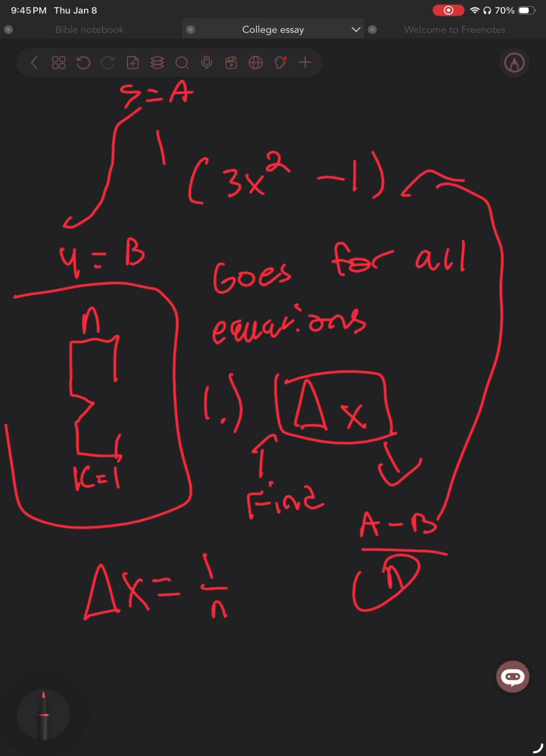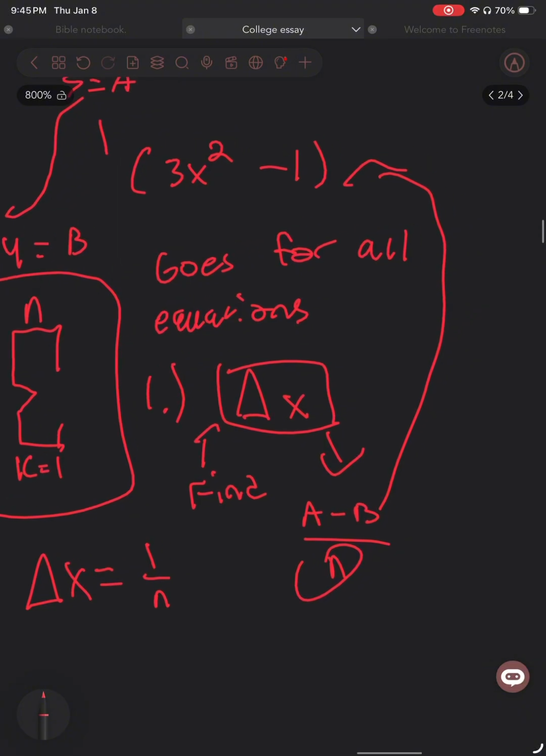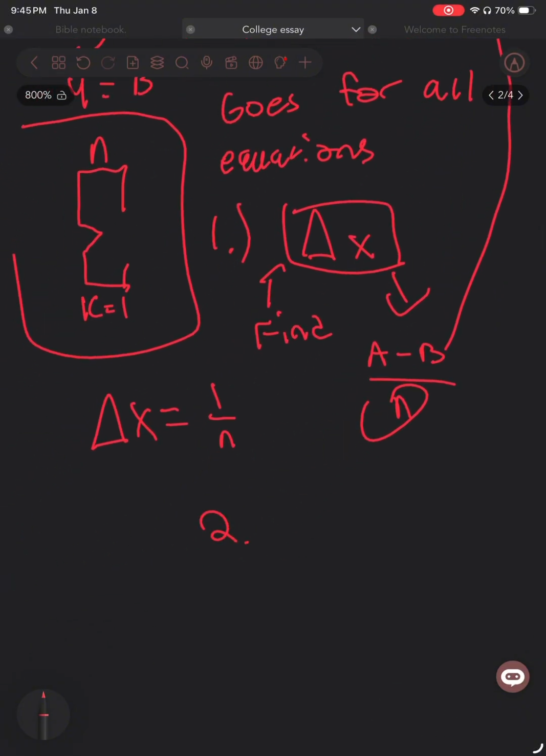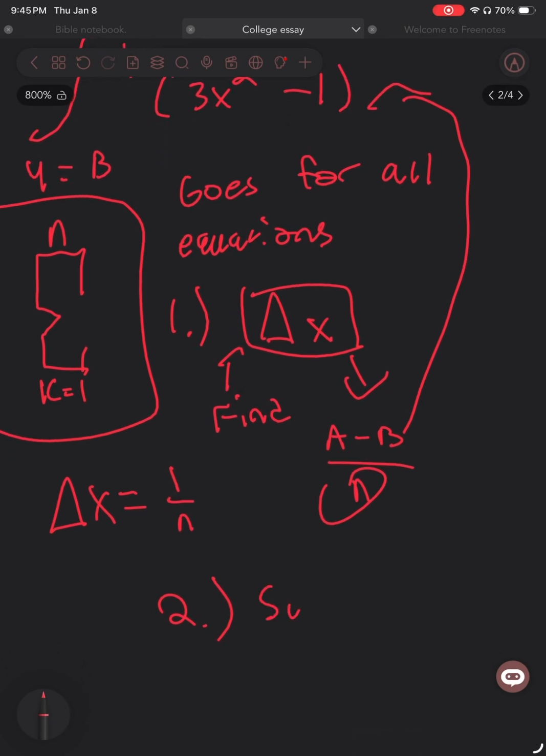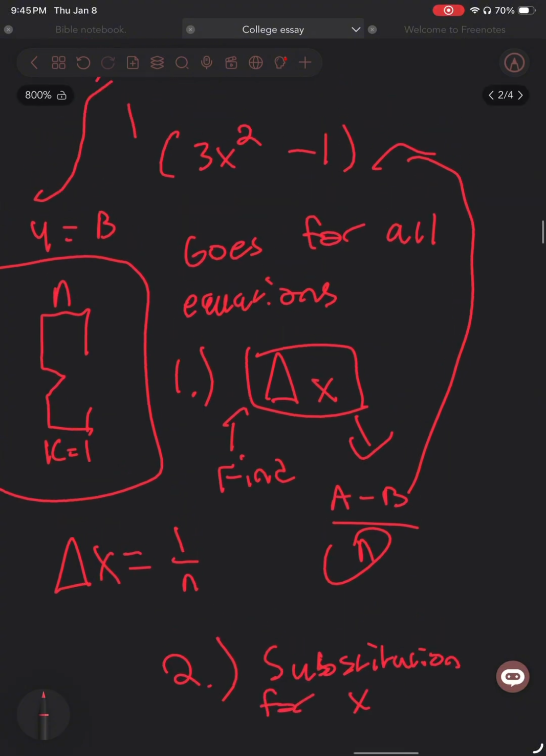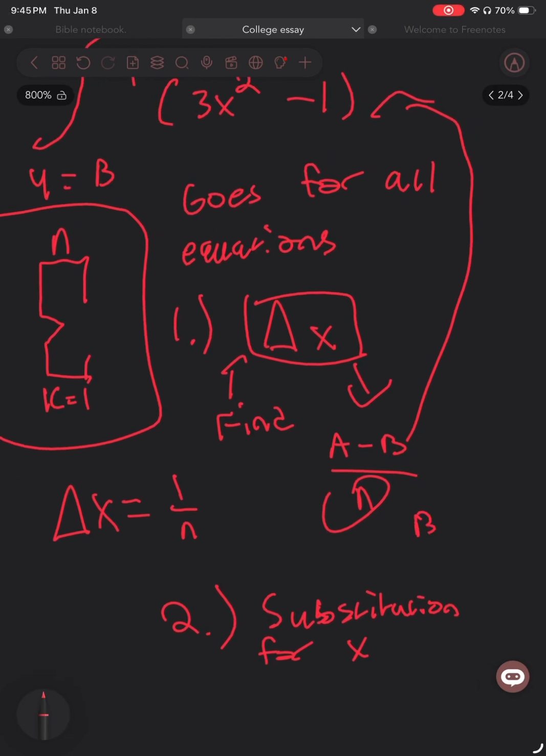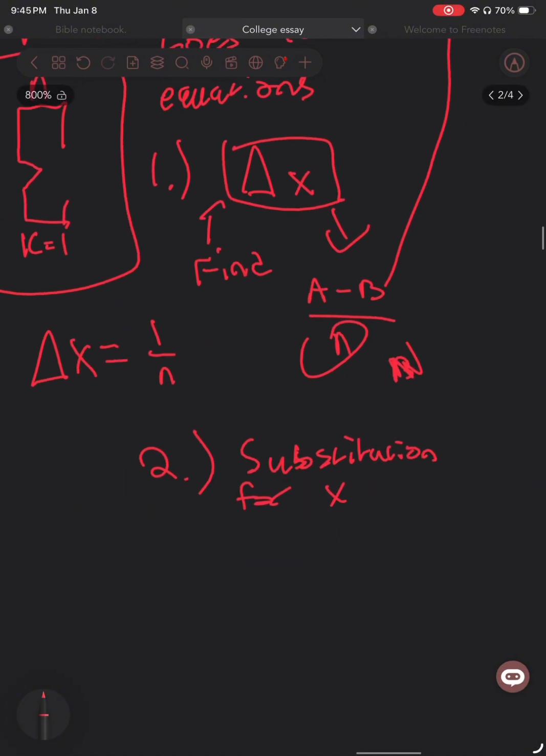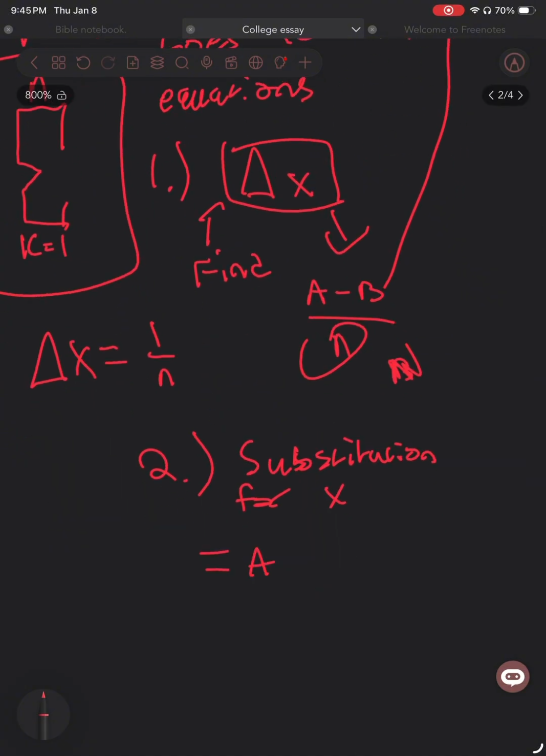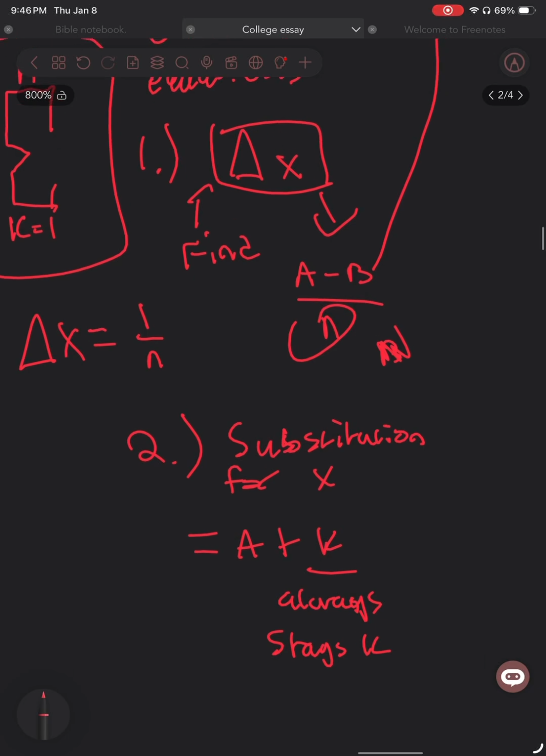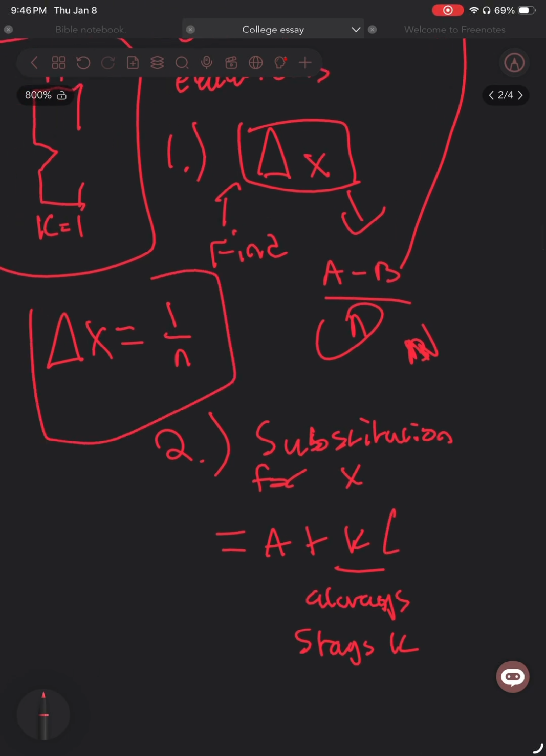So that's step one. The second step is to find what we are substituting for x. That's pretty simple. All that is, you're going to take A plus k, and the k always stays k, and then you're going to multiply k times this delta x thing. So this goes into here.